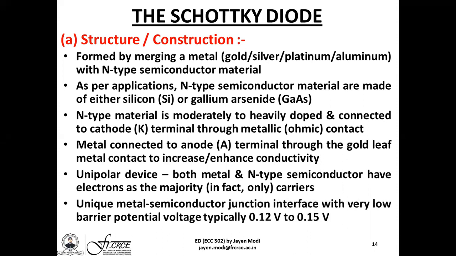And this unique metal semiconductor junction interface allows the barrier potential to become very low, typically between 0.12 and 0.15 volts. This is even far lesser as compared to germanium, which was around 0.2 to 0.3 volts, and of course far lesser than silicon, which hovers between 0.6 to 0.7 volts.